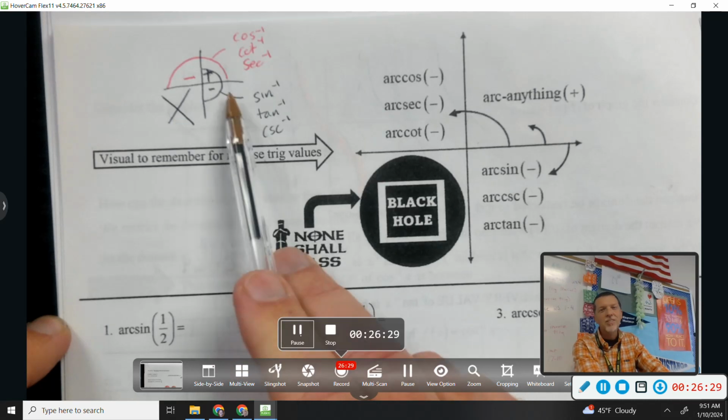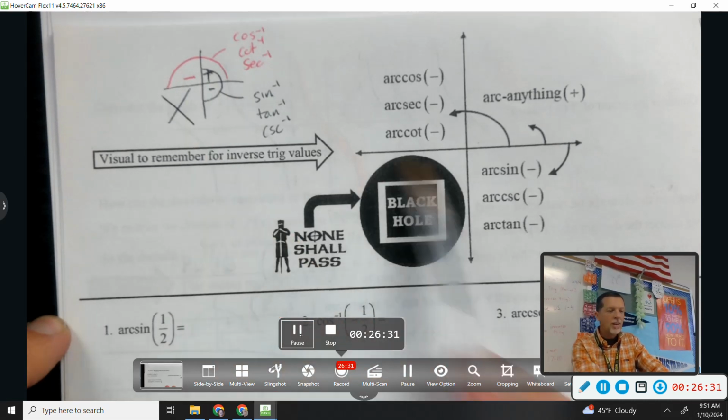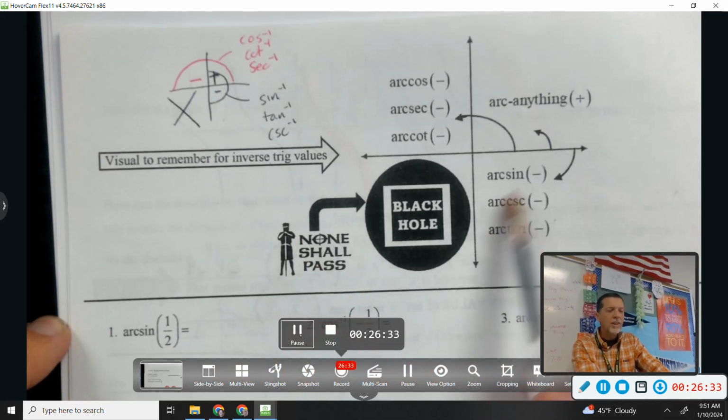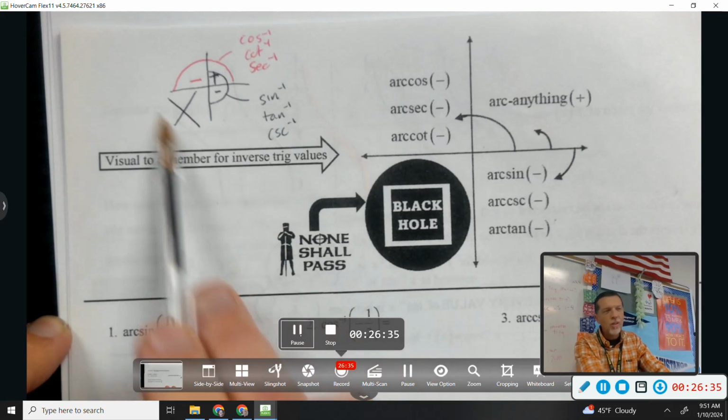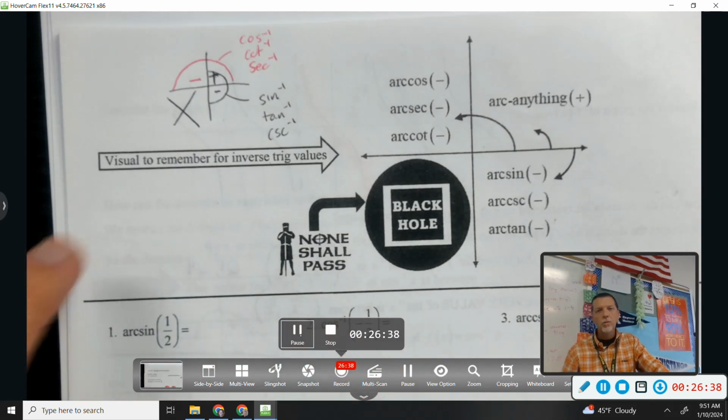And not just stay out of it, like don't even go through it. Meaning if you're in the fourth quadrant, get there the quick way, not the long way. You shall not pass through the third quadrant.